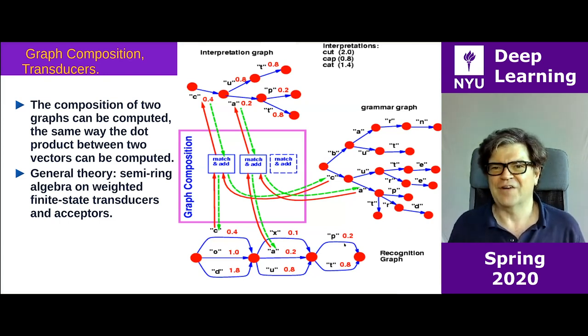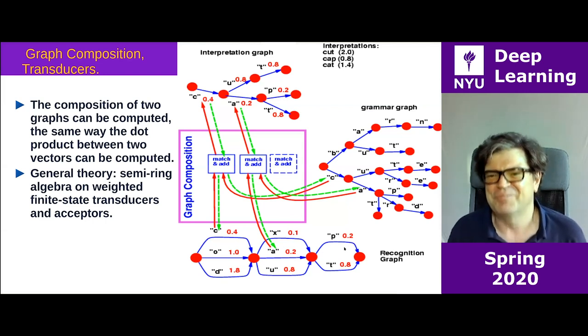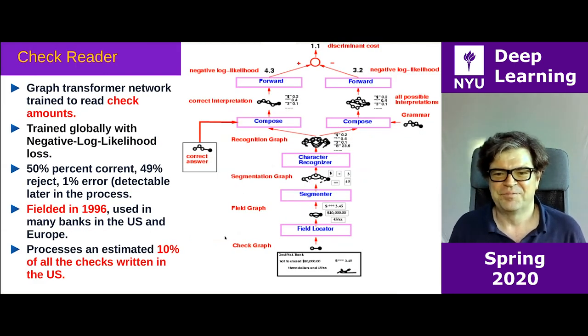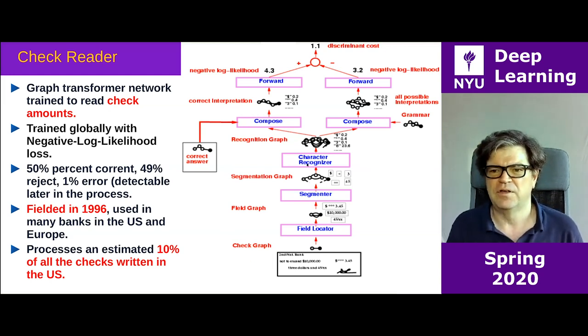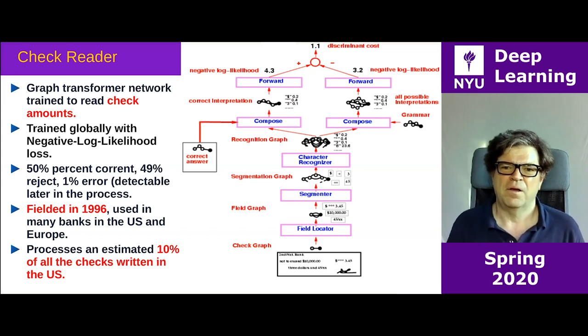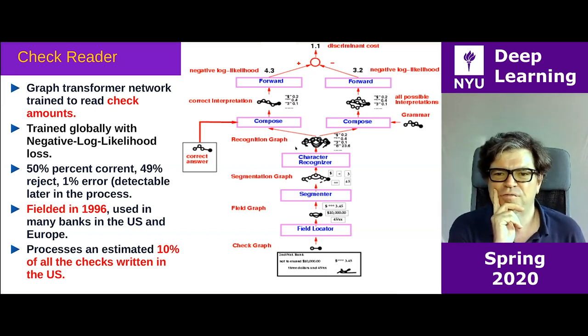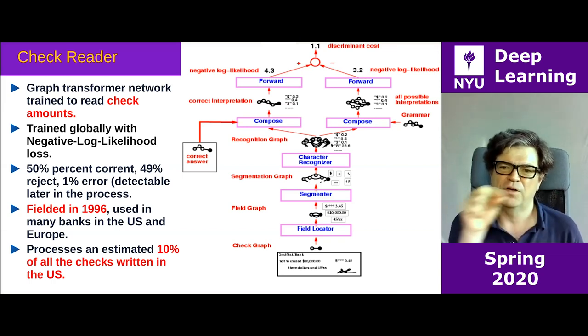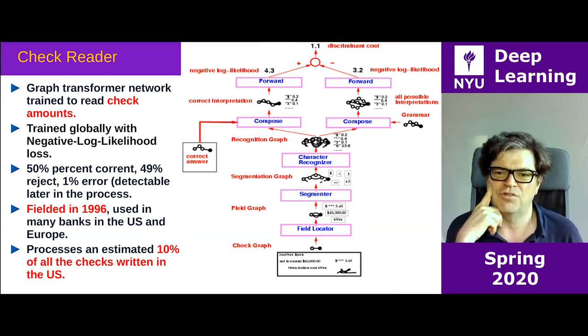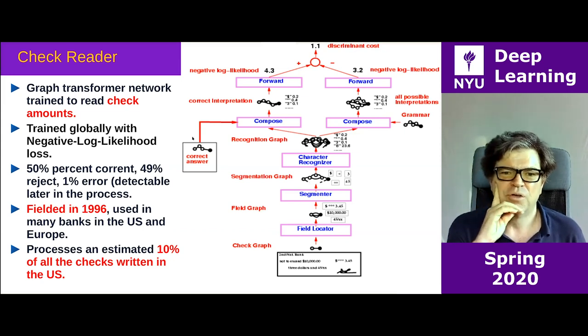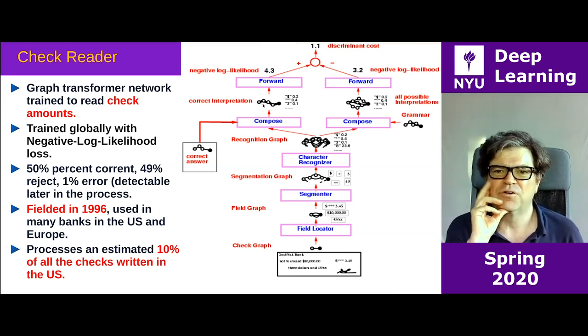I'm not telling you how we actually implemented this in 1995, but that's basically how our check reading system back in those days was implemented. So the loss function we used in the end to train the system was actually the negative log likelihood loss function. So negative log likelihood says you have an interpretation graph here where each path is a possible interpretation and the sum of the energies along a path is the energy of that interpretation. You give it the correct answer, you select the path that has the correct interpretation.